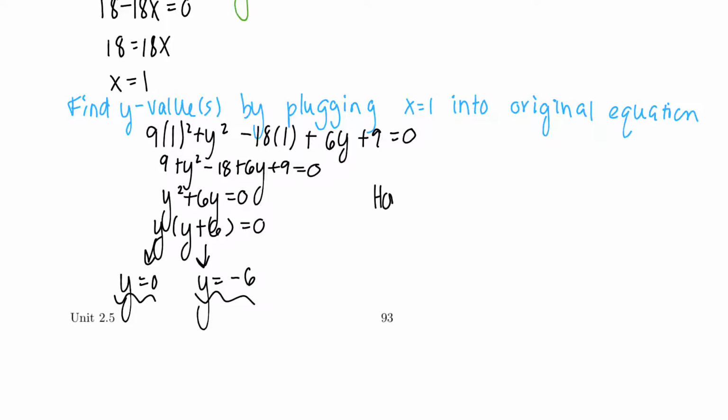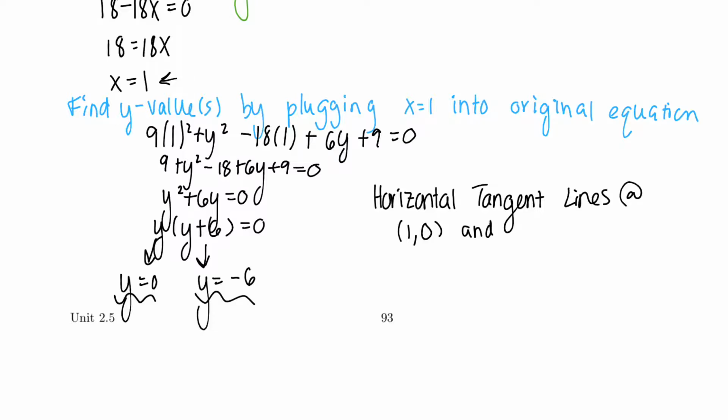So you have horizontal tangent lines at, both of them have the same x value. They have x equal 1. So at 1 comma 0 and 1 comma negative 6. Those are the 2 different y values.